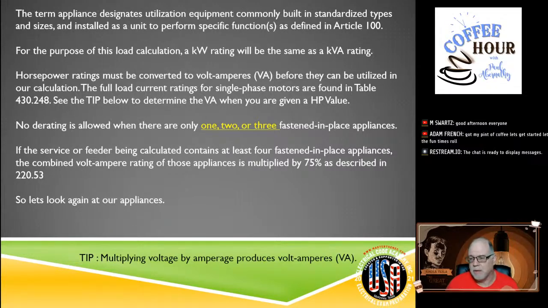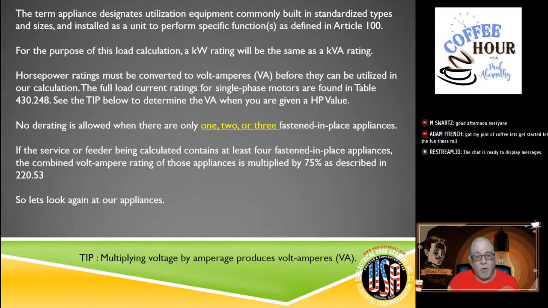And that was a half horsepower. So we did that. All right. So let's see, no derating allowed when there's only one, two, or three fastened-in-place appliances. So again, if there's three, two, or one, you're taking them at full value. You don't get to apply any demands here, okay? You still have to count them, but you just don't get to apply any demands.